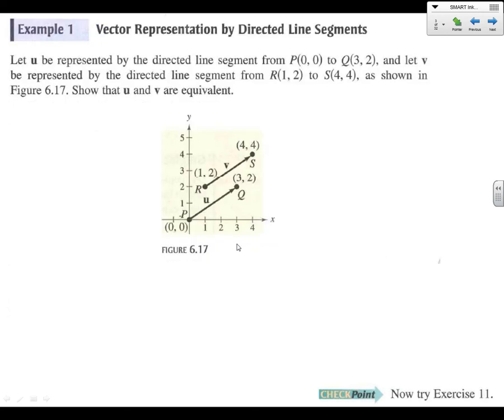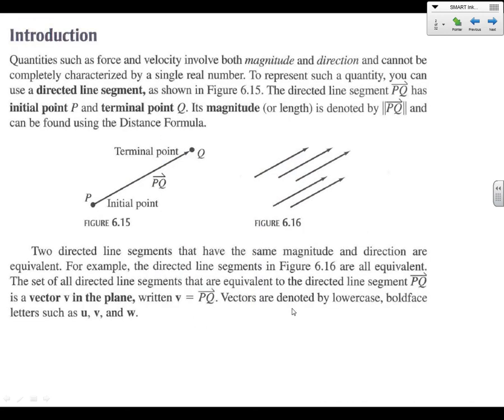One last thing that we use a lot: lowercase letters are used to denote vectors. Instead of saying from P to Q, we could just give this vector a name like vector v, and write it as lowercase v in boldface. That's how you'll know we're talking about a vector.